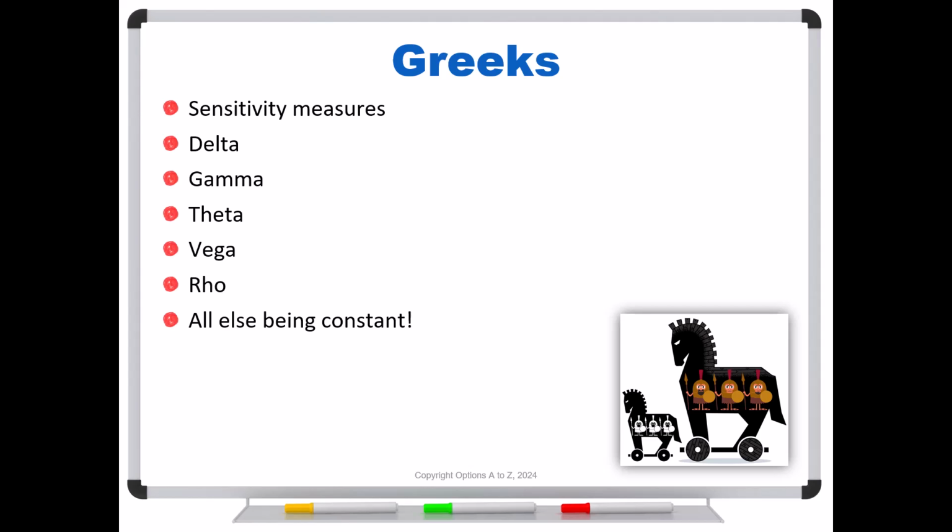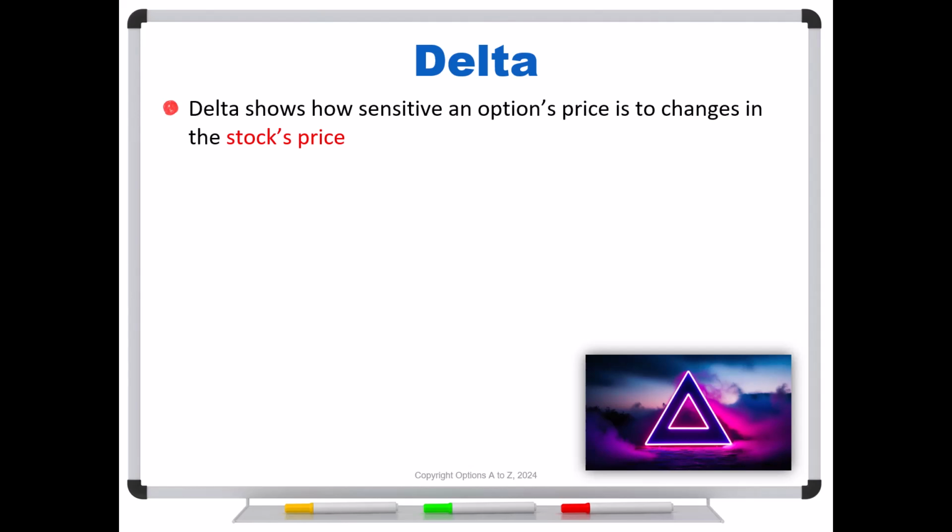So let's start off with the first one on the list, delta. Delta shows how sensitive an option's price is to changes in the stock's price. Most people know that a call option's price is going to go up, generally speaking, as the stock price rises. Well, that's good information, but what's a better question? The question you'd really like to know is how much. Is it going to rise 5 cents or is it going to rise $10? Just knowing that it rises doesn't really tell the necessary information. We'd really like to know how much, and that's what delta shows.